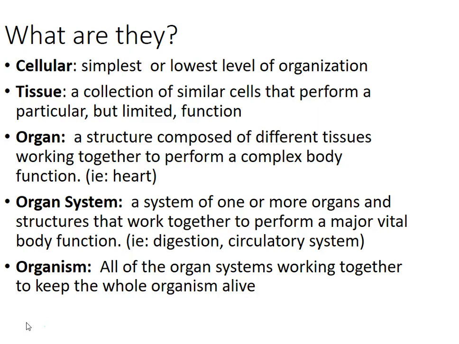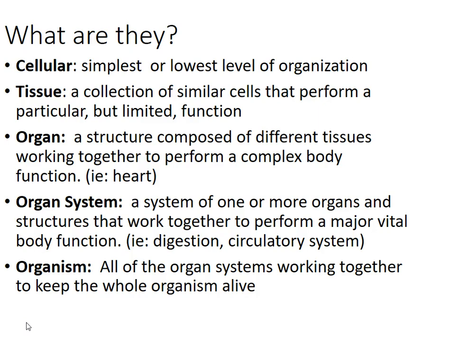Okay, so just a couple details about each of those levels of organization. At the cellular level, this is the simplest, the lowest level of organization, right? It's that fundamental unit of a living thing. And then we group some different cells together. They're usually similar to each other, but they may be slightly different. So groups of those similar cells that are performing a particular function. It is a limited function, so it's not super complex. We call those tissues.